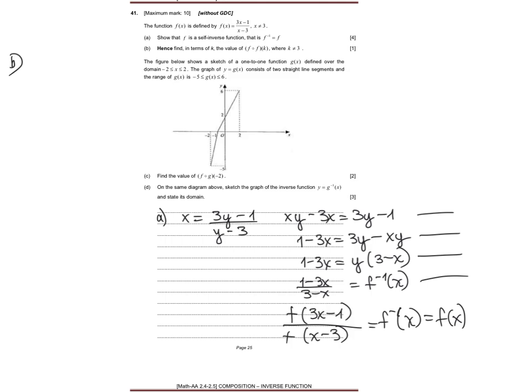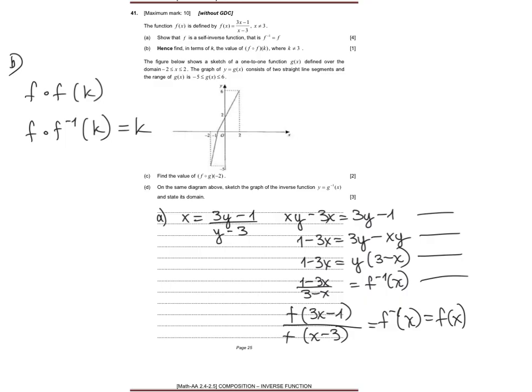Okay, so now hence find in terms of k the value of f at k, where k is not equal to 3. So if we have f of f at k, and f is a self-inverse function, this is the same thing as this. Okay, so this is just equal to k.